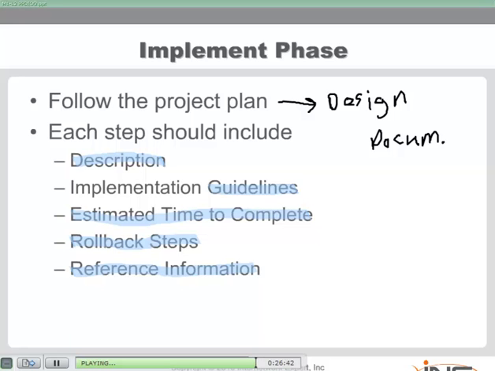And many times it's not the same individuals that are responsible for both the design and the implementation. So you want to help out the implementer as much as possible by giving them any necessary reference information.